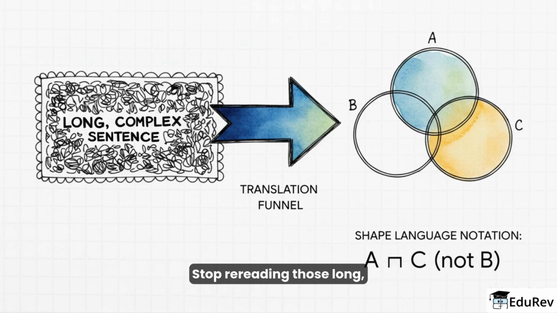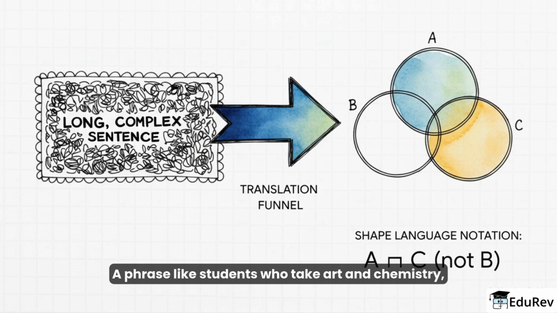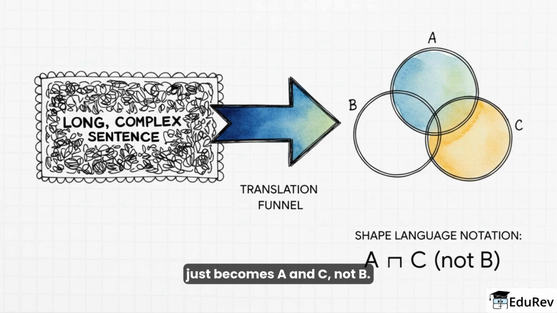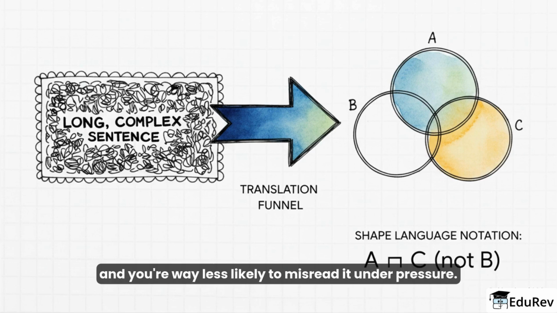And here's a pro tip to speed that up even more. Stop rereading those long, clunky sentences over and over. The second you read one, translate it into simple shape language. A phrase like students who take art and chemistry but not biology just becomes A and C, not B. It's so much clearer, and you're way less likely to misread it under pressure.